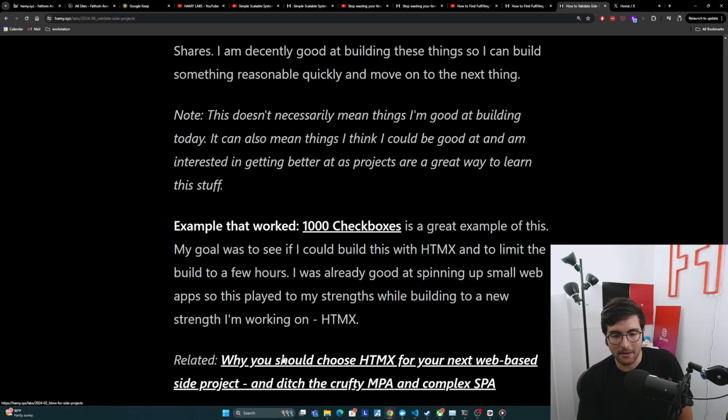Related to this, you might be interested in why you should choose HTMX for your next web-based side project. I am basically using it in all my web apps that require that level of dynamism.